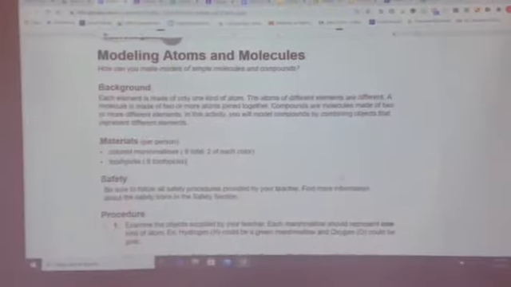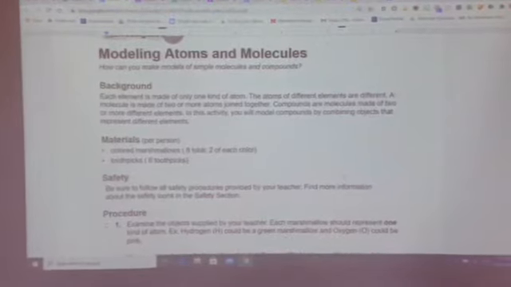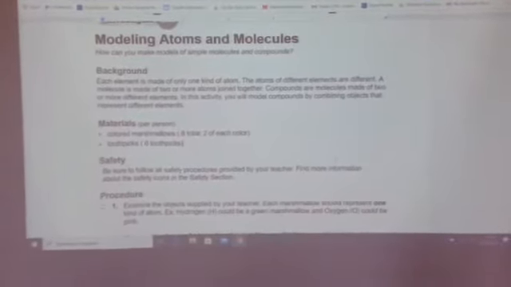Okay, you guys are going to be doing a lab, and it's called Modeling Atoms and Molecules. And guess what? We're going to be using marshmallows and toothpicks. All right, here we go. So the question at the top is, how can you make models of simple molecules and compounds?